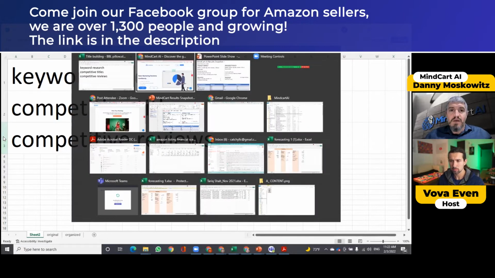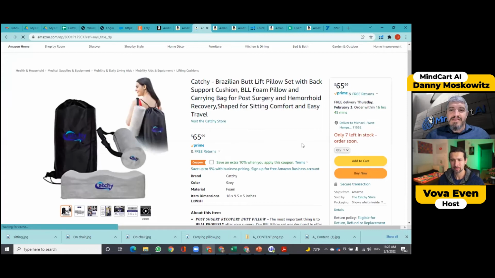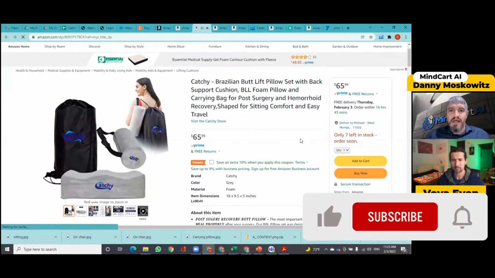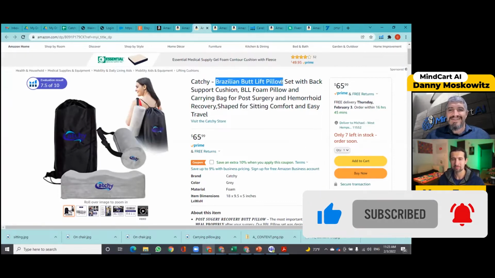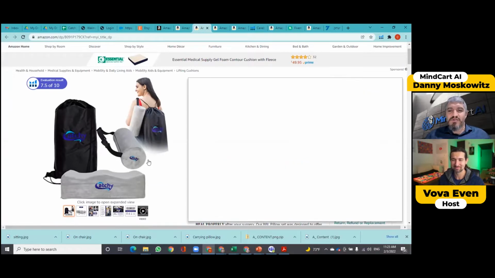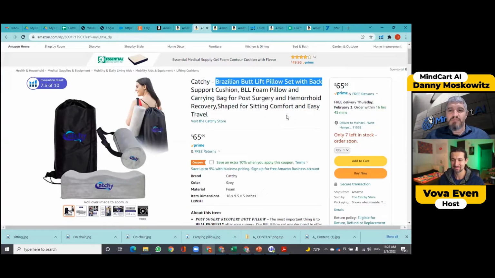So the product I want to show you, like I said, I'm revealing my secrets over here. This is the listing that I built. It's called a Brazilian butt lift pillow. Okay. And it's a double set. For those of you who are watching who don't know what a Brazilian butt lift is, you can look it up. It's very popular. It's a procedure to enhance your tush, to enhance your butt. Okay. So you can have a Brazilian butt. I myself don't personally want a Brazilian butt, but there are a lot of people who do.